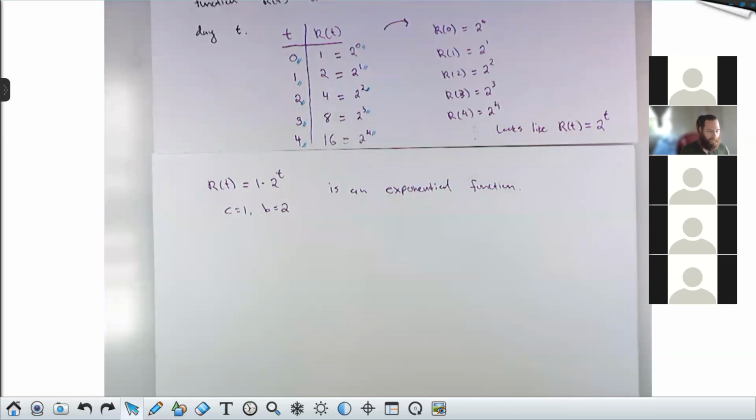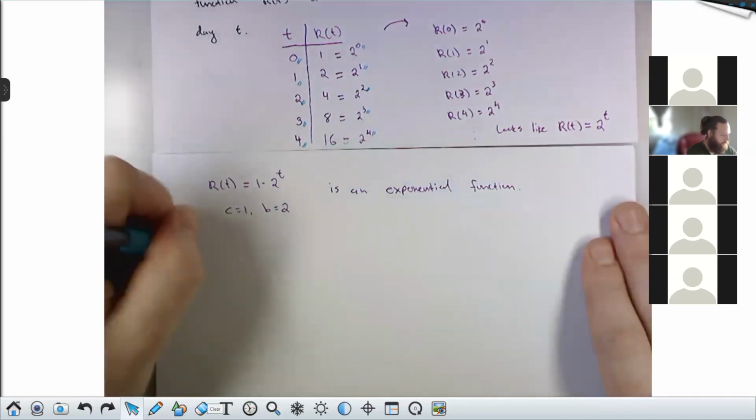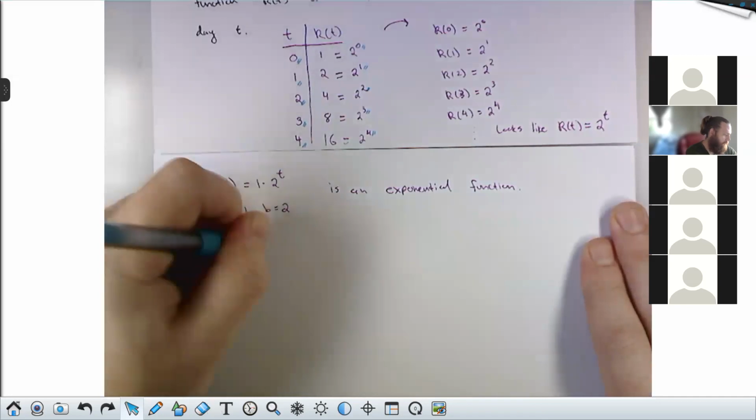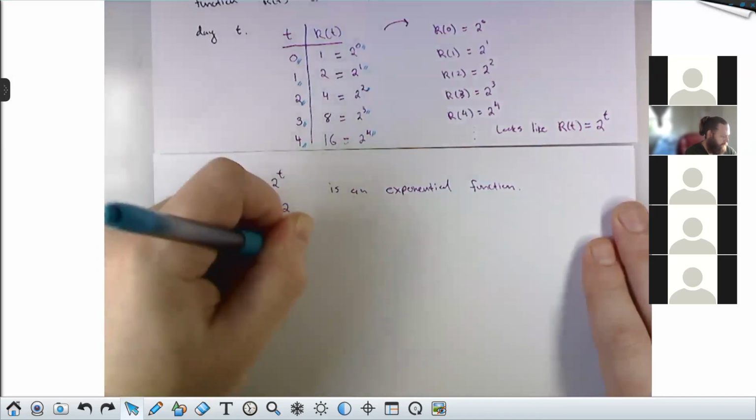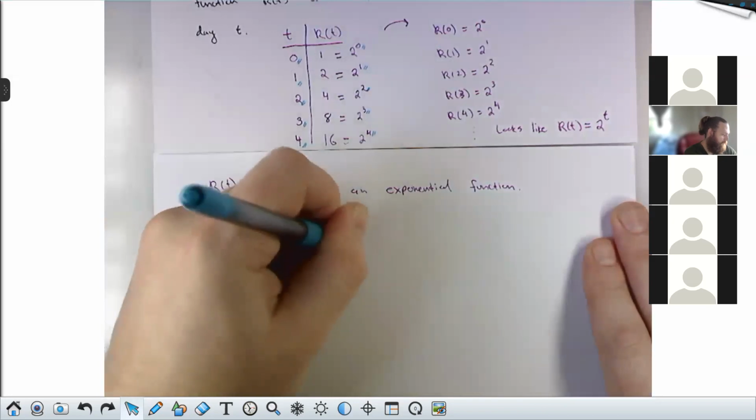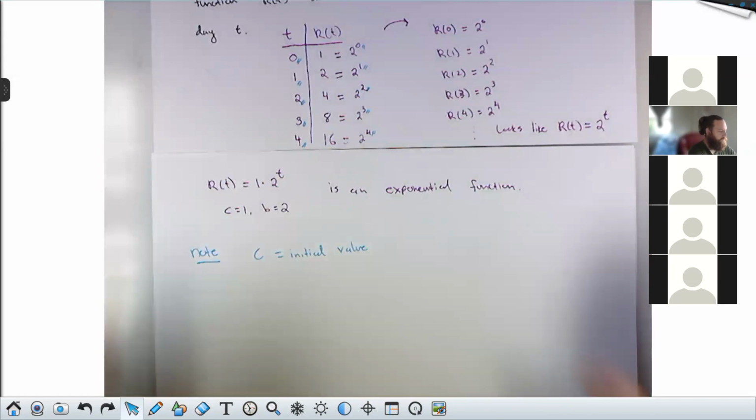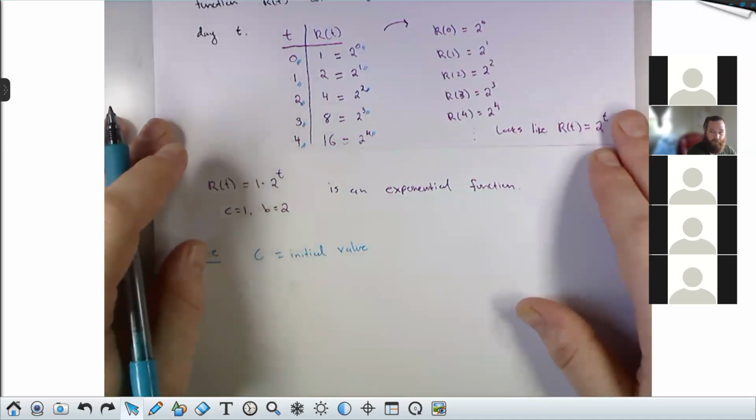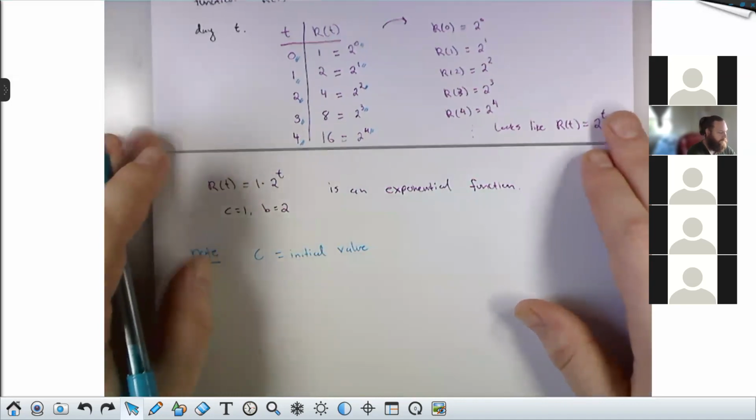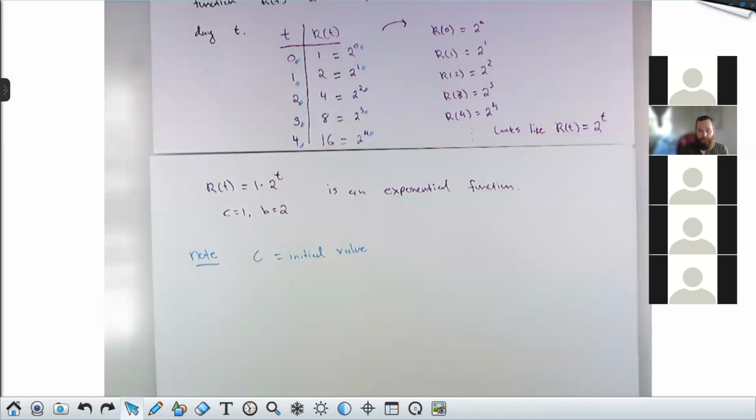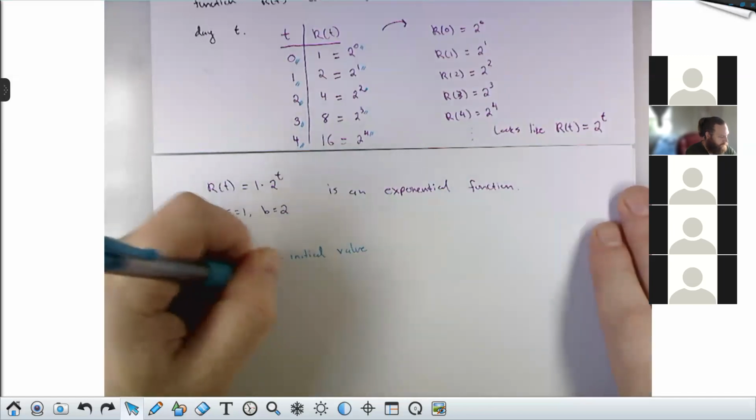C is sometimes called the initial value. Because exponential functions show up so often in these real world application problems, the constants C and B have a real world interpretation. So C is the initial value. It's the amount of stuff you start with, right? If your exponential function is measuring an amount of stuff, like rabbits, then C is the number of rabbits you start with. And B has a name too. It's called the base.